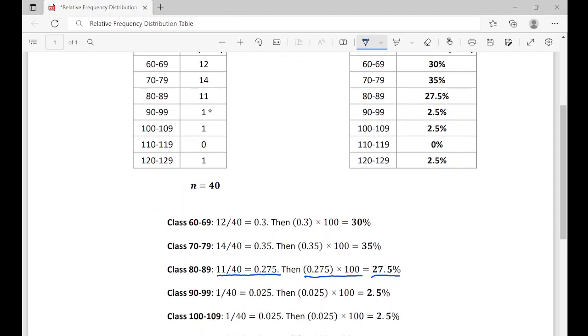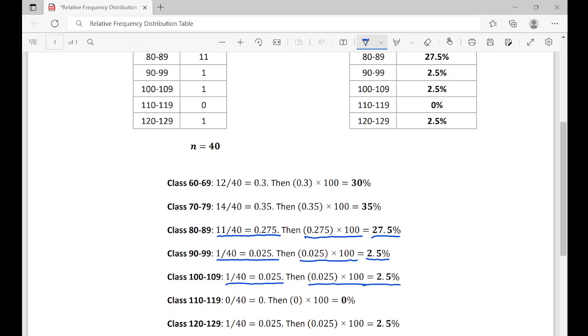Next we're going to do 1. So 1 divided by 40 equals 0.025. We're going to multiply that by 100 and we're going to get 2.5%, which is what goes in the 90 to 99 class. Then we have 1 again. So 1 divided by 40 equals the same amount from before. Multiply it by 100 and get the same amount again of 2.5%. So that's what goes in the 100 to 109 column.